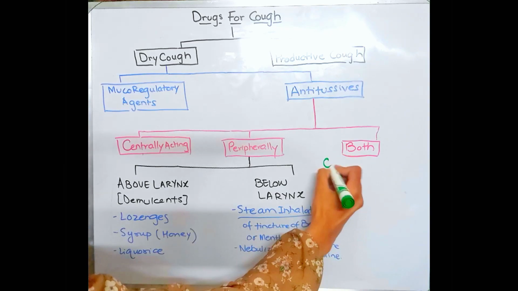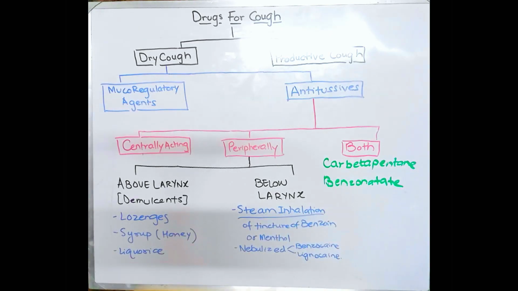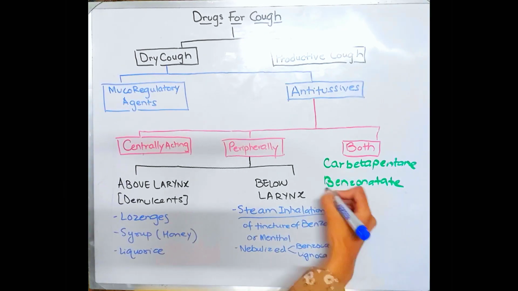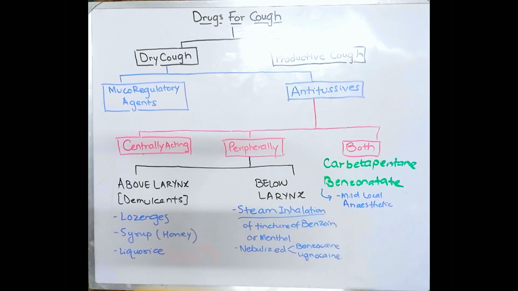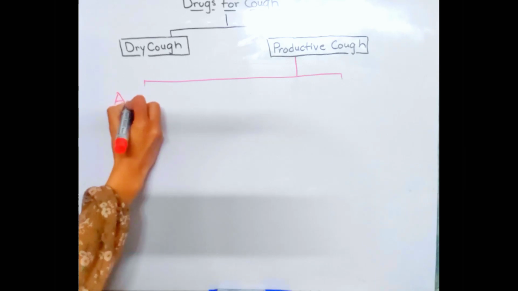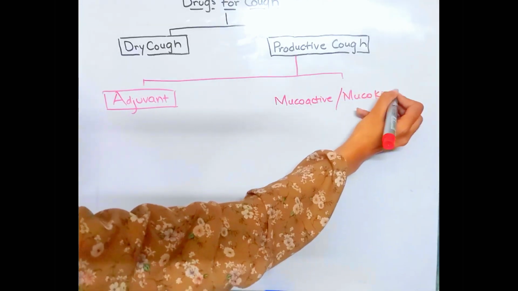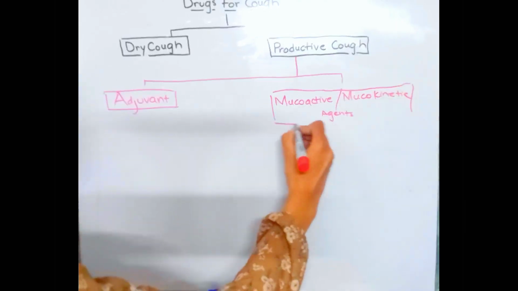Then in the nebulizers, we have benzocaine or lignocaine. Now the drugs that can act both centrally and peripherally. In this category, we have carbetapentane and benzonatate, and benzonatates are mild local anesthetics. Now let's discuss the drugs in the category of productive cough. Here we have the adjuvant and the mucoactive or mucokinetic agents.